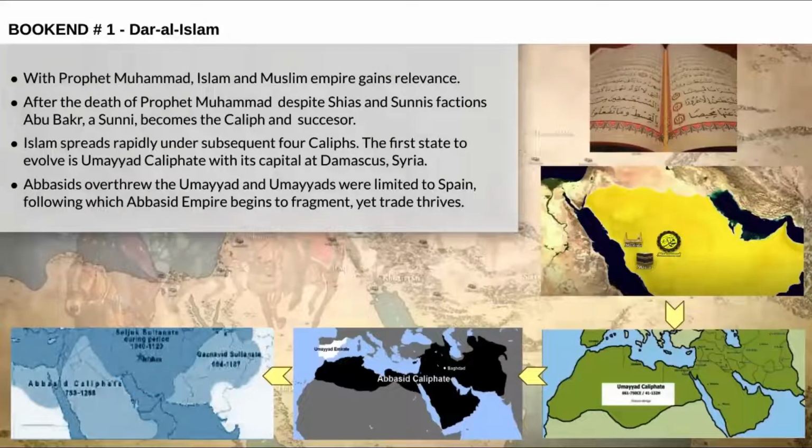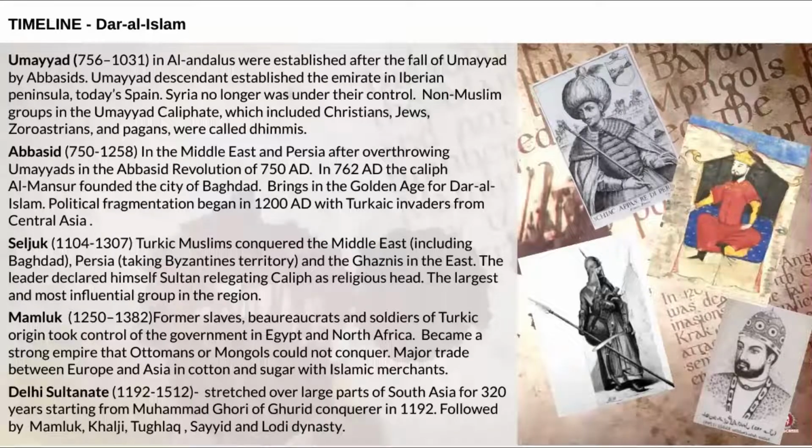Bookend 1. With Prophet Muhammad, Islam gains followers and the Ummah group is established and the Muslim empire gains relevance. After the death of Prophet Muhammad in 632 AD, despite separation between the Shias and the Sunnis, Abu Bakr becomes the caliph and successor. Islam spreads rapidly under the subsequent four caliphs. The first state to evolve is the Umayyads, with its capital at Damascus in Syria. The Abbasids overthrew the Umayyads, and the Umayyads were thus limited to Spain, following which the Abbasid Empire begins to fragment. However, trade thrives.